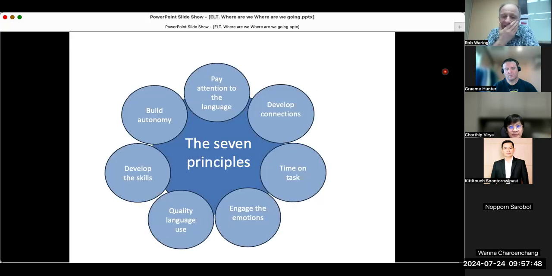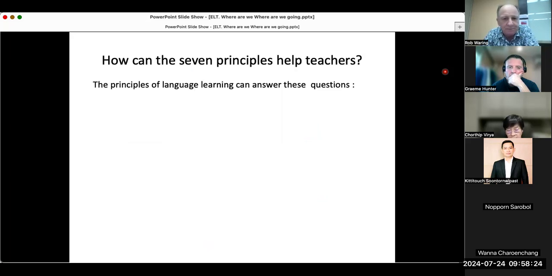So I'm going to present to you 7 principles of language teaching, which you can see here. And these should underlie everything that teachers should be doing. Some of the time they need to pay attention to the language, they need to develop connections between the grammar and the vocabulary, between the skills. We need to have massive time on task, engage the emotions, quality of language use, and to develop all the skills and build autonomy. So these are the sort of 7 principles I'm going to put forward to you now in very brief terms.